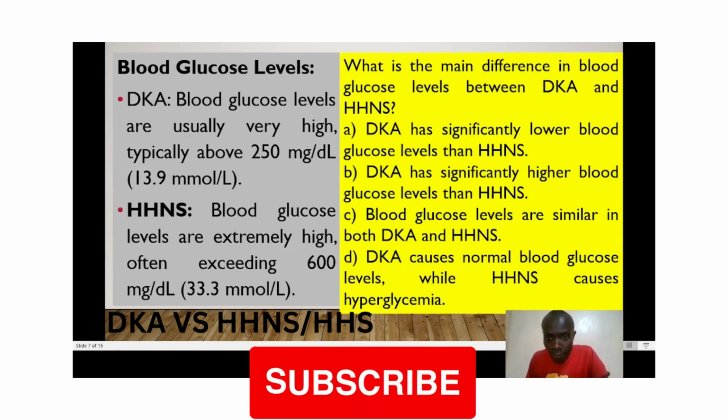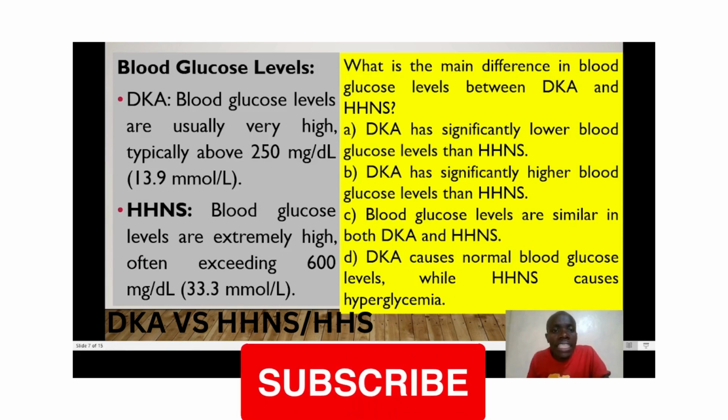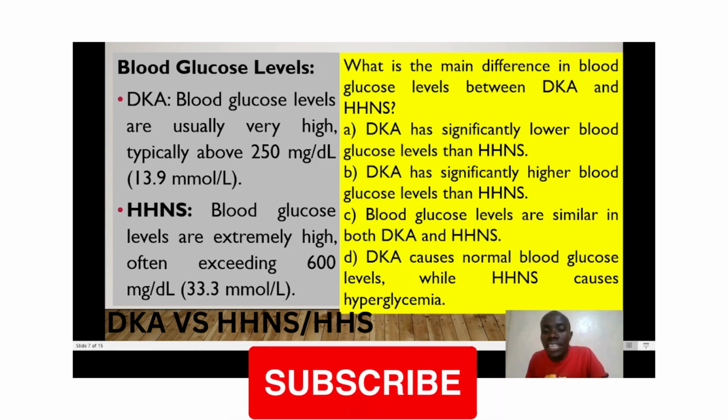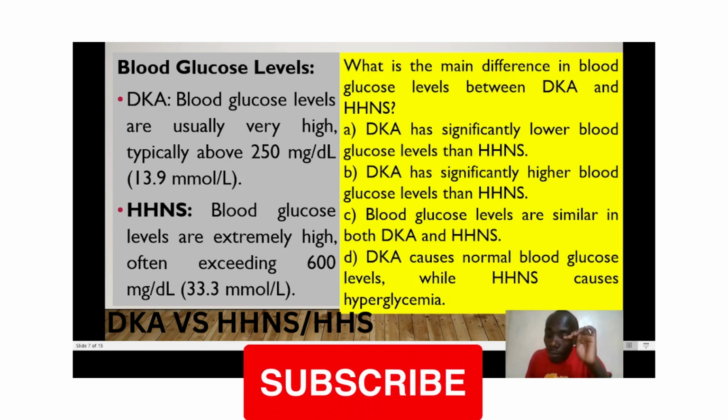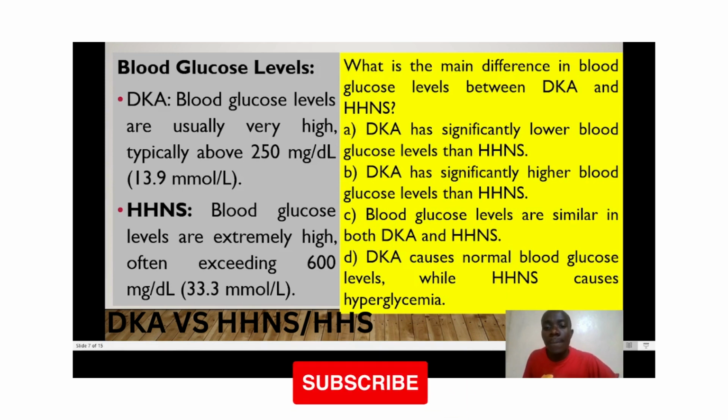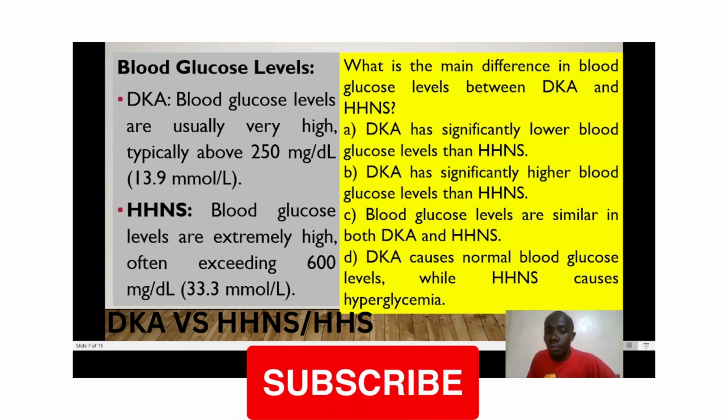In terms of glucose level, we are saying that in both cases, glucose will be elevated. But what is the difference? In DKA, blood glucose levels are usually very high, typically above 250 milligrams per deciliter. That is 13.9 millimoles per liter. Remember, to convert this to millimoles per liter, you simply divide it by 18 and you'll be able to get the difference. Okay? What about HHNS? Blood glucose is extremely high, exceeding 600 milligrams per deciliter. That is 33.3 millimoles per liter.